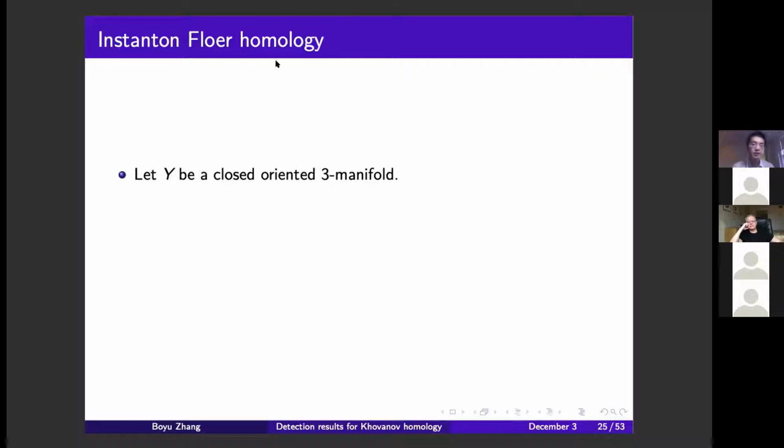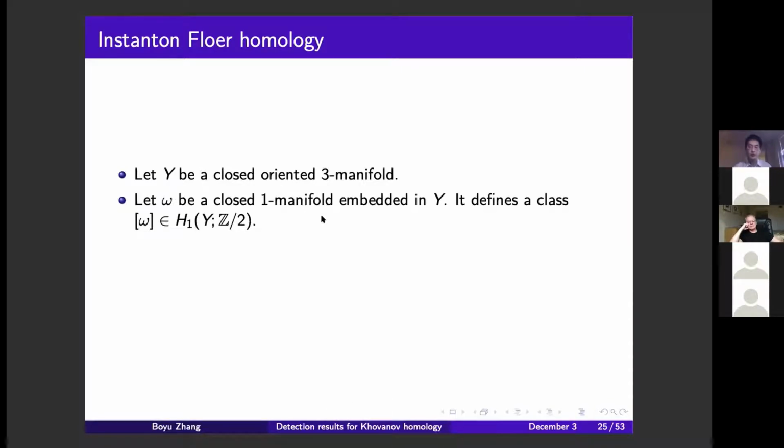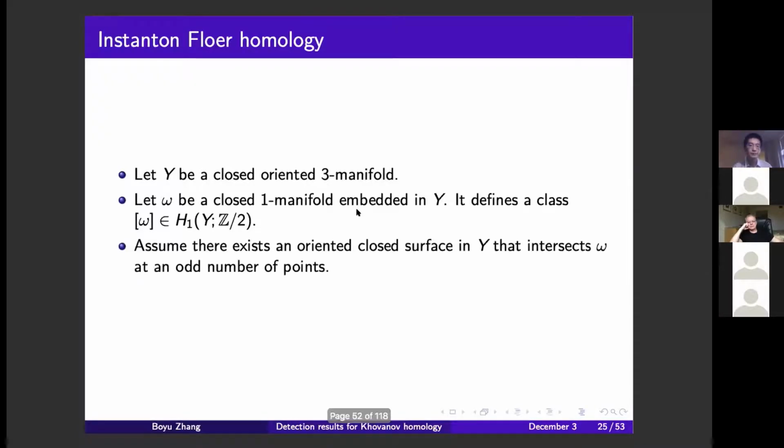The setup of the instanton Floer homology is as follows. We take a closed oriented three-manifold Y, and for technical reasons, we also need to specify a homology class omega in the first homology of Y with Z/2 coefficients. In a lot of cases, it's helpful if we visualize this homology class as represented by the fundamental class of a closed one-manifold embedded in Y. And we need to assume that there exists an oriented surface in Y that intersects omega at an odd number of points. And in fact, this is equivalent to saying that omega is a non-zero homology class.